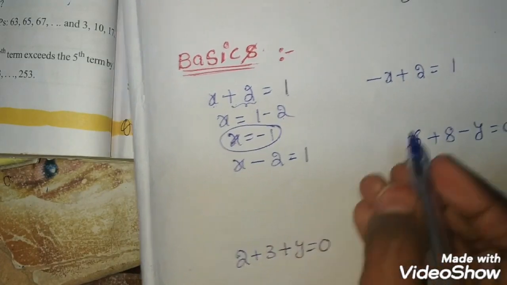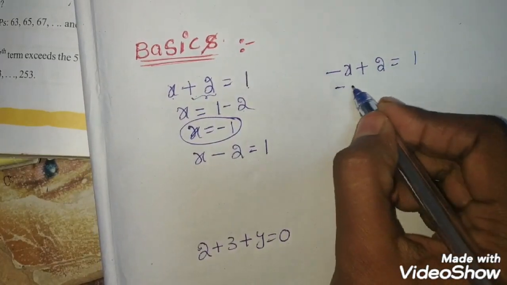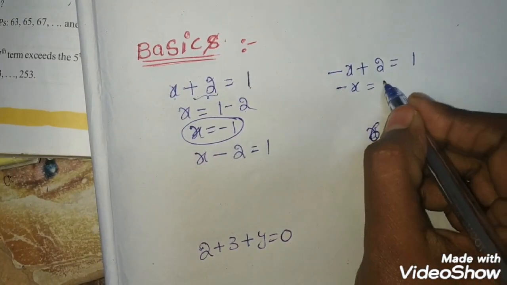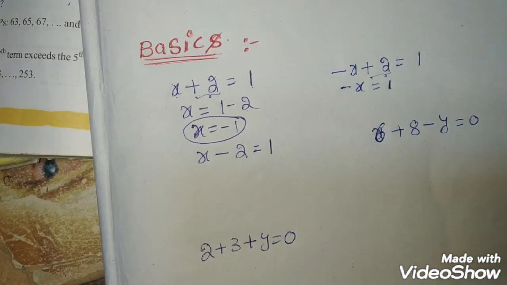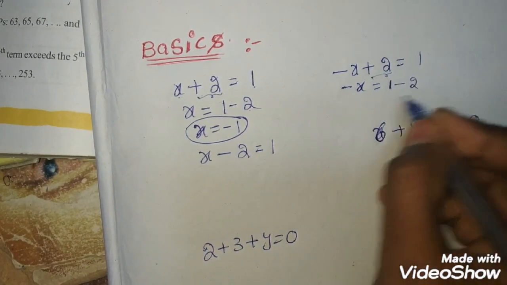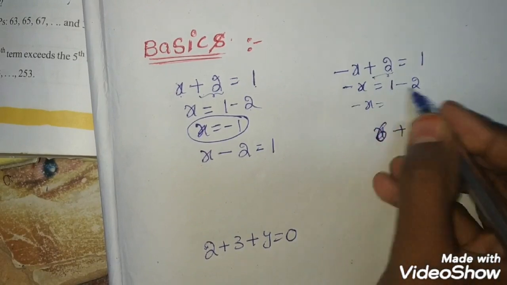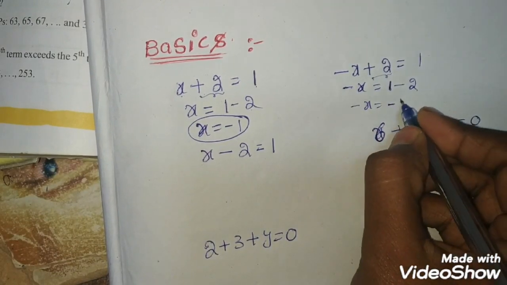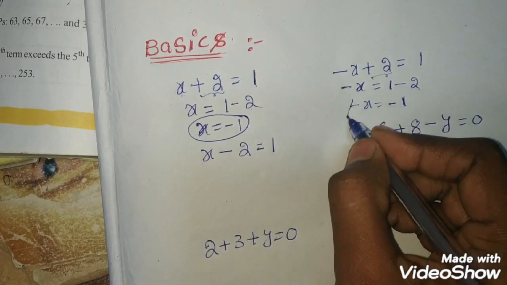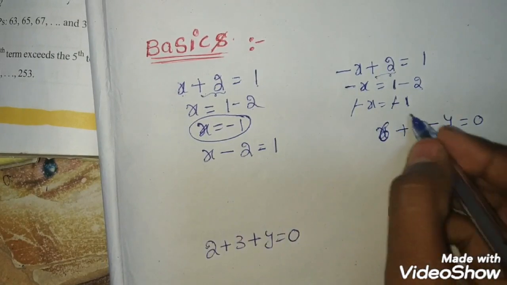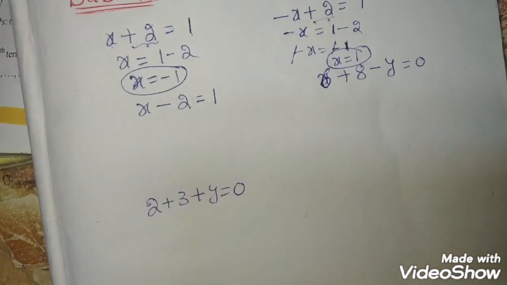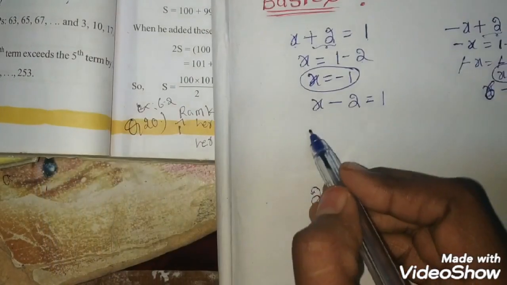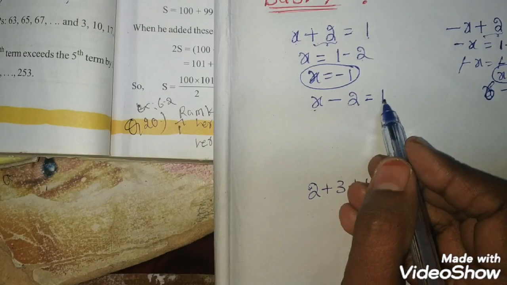That is minus 1. So here see, minus x is equal to 1 and plus 2 will move to right side, then it will become minus 2. Minus x is equal to 1 minus 2, that is minus 1. See here, minus gets cancelled, then x is equal to 1. Understand? See, coming to this, here x minus 2 is equal to 1.